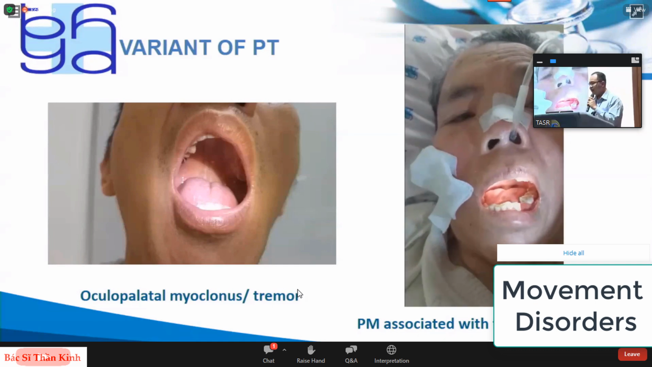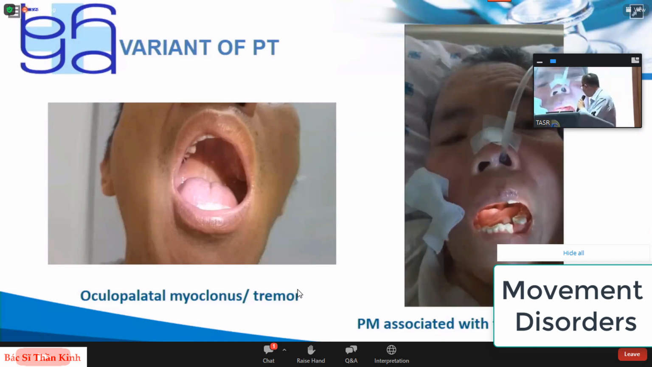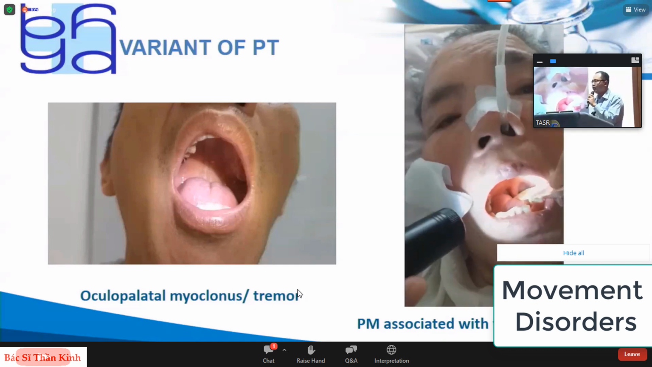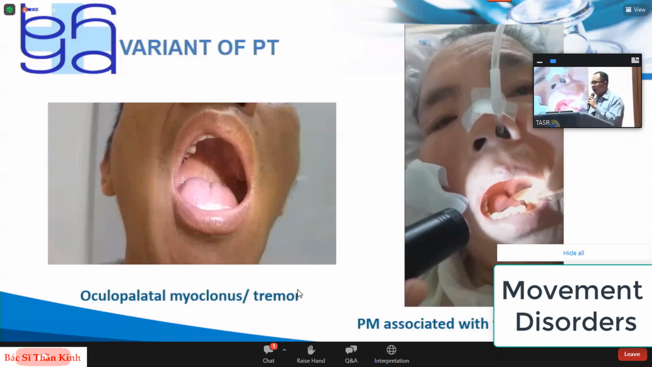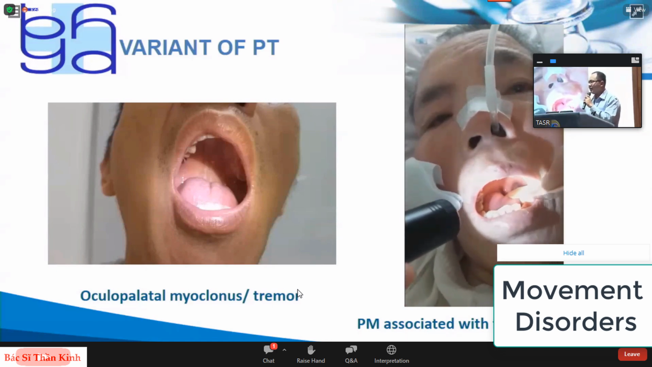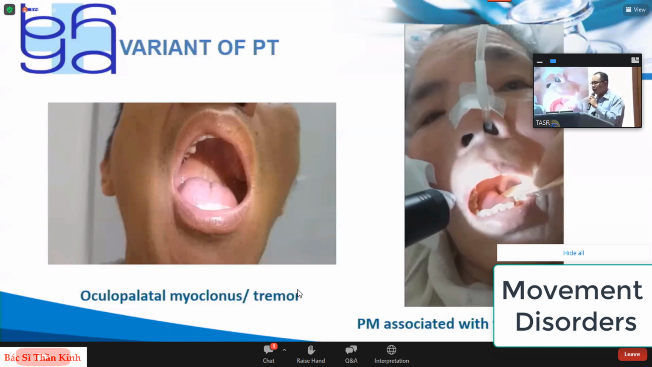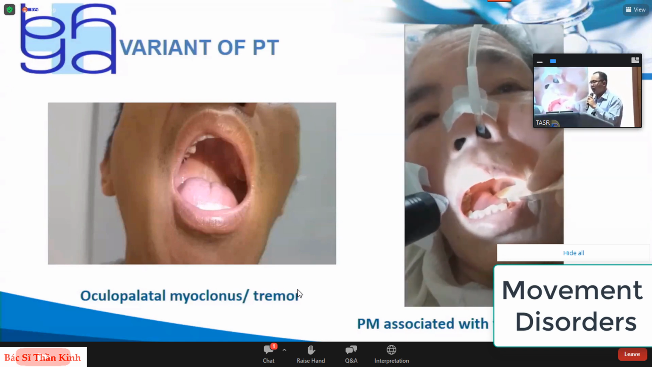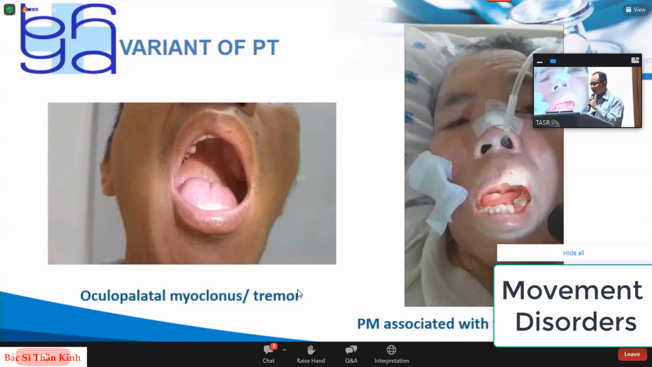In the second video, you can see the rhythmic movement of the left face of the patient. She also had a brainstem hemorrhagic stroke and palatal myoclonus, so in this case the patient had palatal myoclonus associated with facial myorhythmia. Therefore, some authors suggest the term palatal myorhythmia.